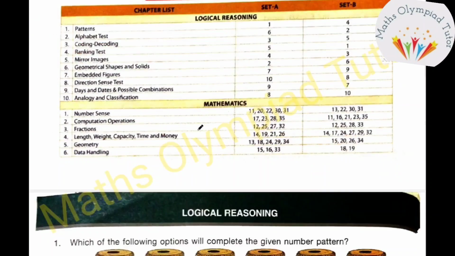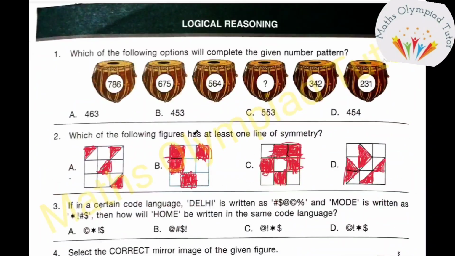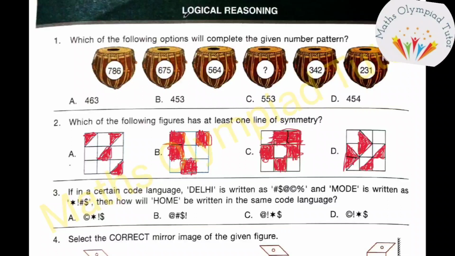So let us start solving this particular paper. The first section is logical reasoning. Question 1 is about a number pattern. We have been given a number pattern in this question to solve.